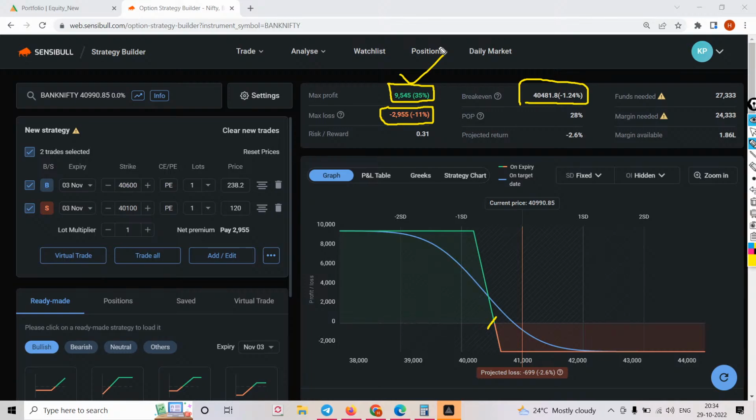Okay, sorry guys, we have deviated now. So now the question is, everyone will think that the moment the market goes down by 1.24%, you'll get your maximum profit. No, guys. Okay, let me show you.